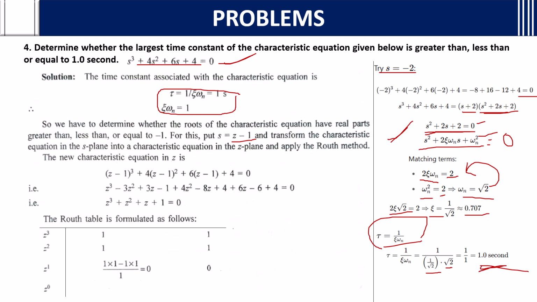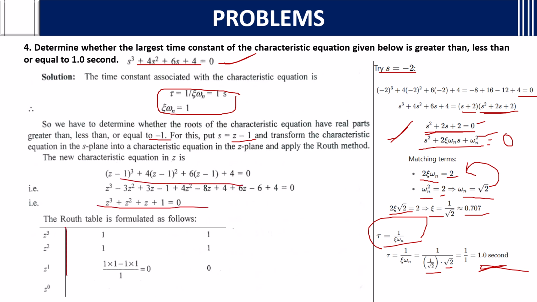Now, what they asked is whether greater than, less than or equal to 1. So it should be greater than, less than or equal to -1. Nothing much. Okay, so s will be put as z minus 1. In the place of s in the characteristic equation, same as the previous questions, you will put z minus 1 in the value. Then you will get a characteristic equation.